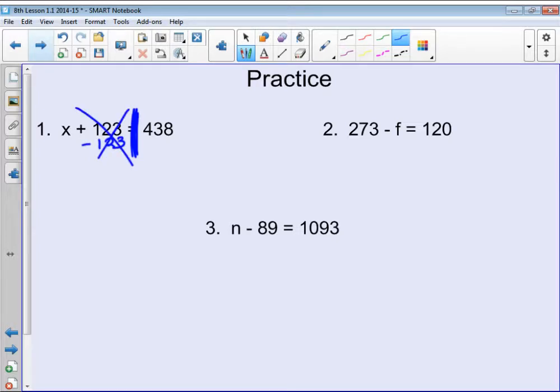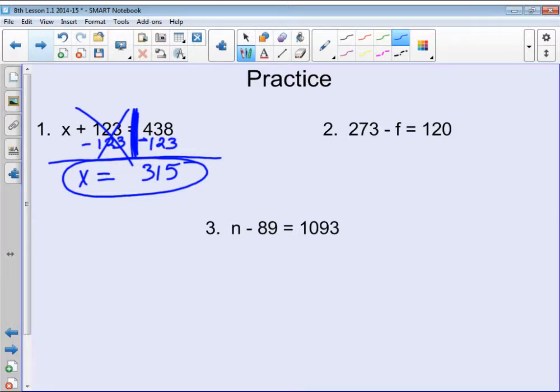Whatever I do to the one side, I have to do the other. So I'm going to subtract 123. Okay, so now I have x equals 8 minus 3 is 5, 3 minus 2 is 1, 4 minus 1 gives me 3. So you should have gotten x equals 315. And you can also check that on your calculator if you need to by substituting back in for x.